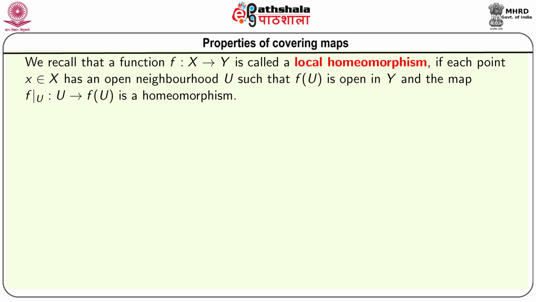Now, we recall one definition, the definition of local homeomorphism. It says that if each point x taken from X has an open neighborhood U such that f(U) is open in Y and the map f restricted to U is a homeomorphism, then the function f from X to Y is called a local homeomorphism.